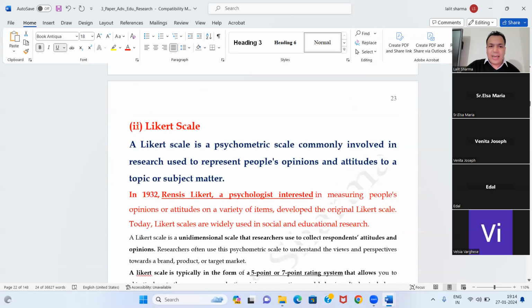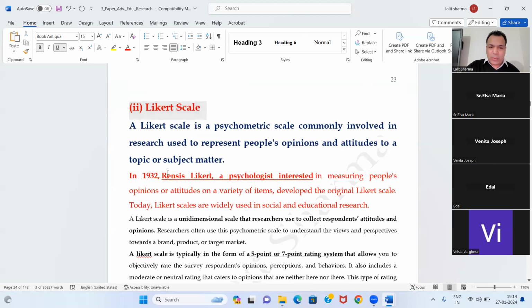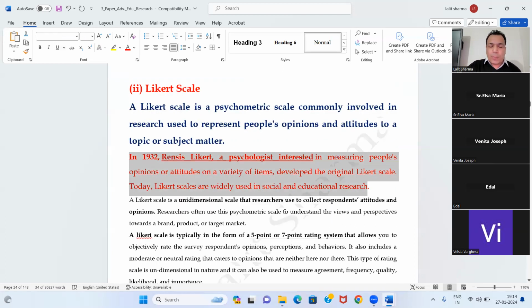What is the second, the Likert scale? Likert was the name of a person. The scale became so important that it was named after him, the Likert scale. In 1932, Rensis Likert, a psychologist interested in measuring people's opinion or attitude on a variety of items, developed the original Likert scale.